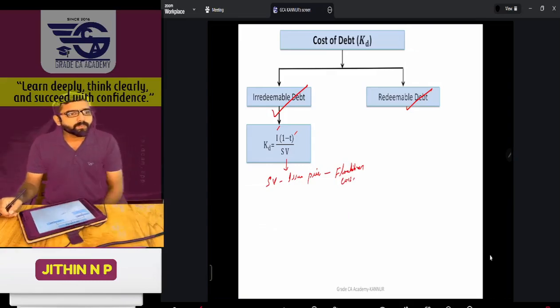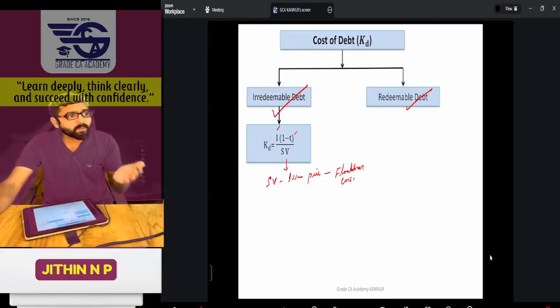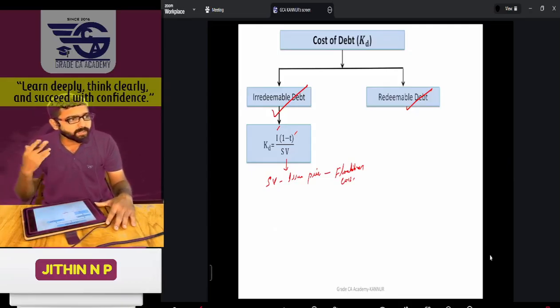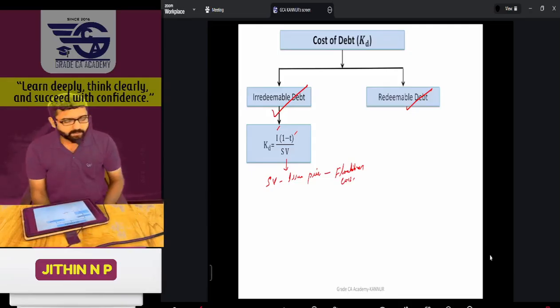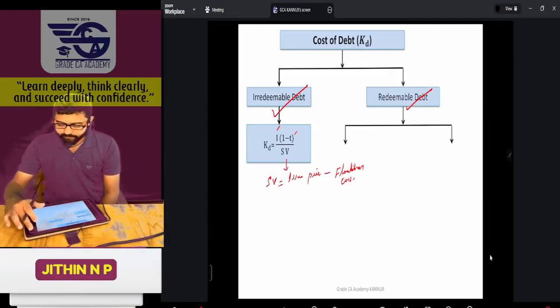Cost of issue. Suppose the company issued 1 crore debentures to the debenture holders. For the issue, the company has to pay brokerage to the brokers. That brokerage is called cost of issue. The expenses the company has to pay related to the issue are called cost of issue. Cost of issue is also called flotation cost. Sales value is equal to issue price minus flotation cost. Now, redeemable debt.